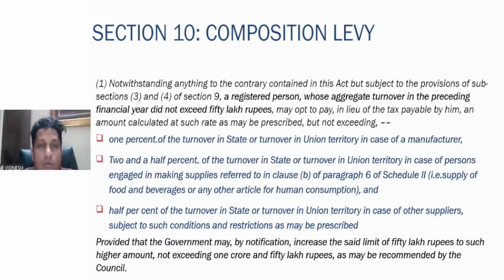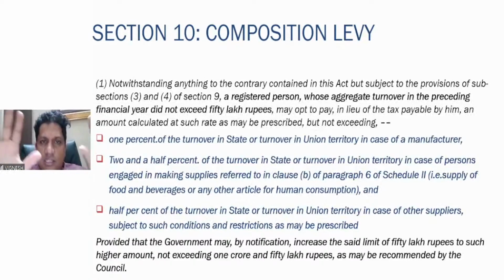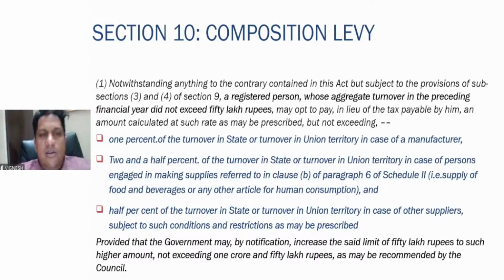So what is the rate at which it has to be charged? 1% of the turnover in the state or union territory in case of a manufacturer. So a manufacturer will pay 1% of the total. Again, this is only CGST, so SGST also will come. So the net effect will be 2%. So don't take the rate given in the section for calculating, because this 1% is only the CGST section. So you have to add SGST 1%. Therefore, in case of a manufacturer, it is 2%.